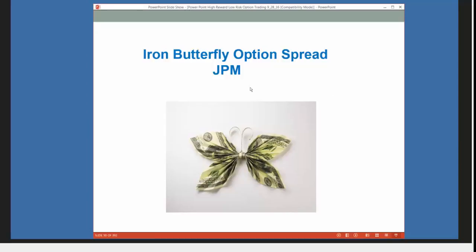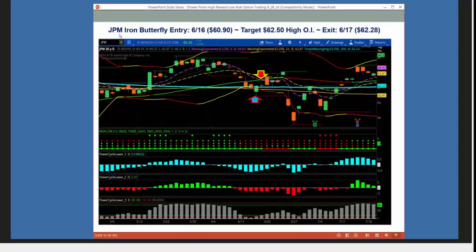Okay, so here's the iron butterfly spread. So this is on JP Morgan on the 16th, and it was trading at 60.90. This was a one-day trade. The target was 62.50. This was based on a high open interest analysis. That's a big part of some of these butterfly type trade setups. So good open interest at the 62.50. So this was a really low risk trade to set up to see if we could get to 62.50 just one day later.